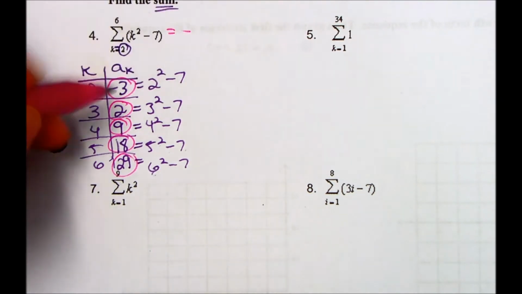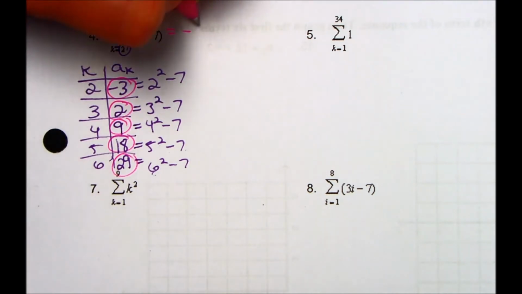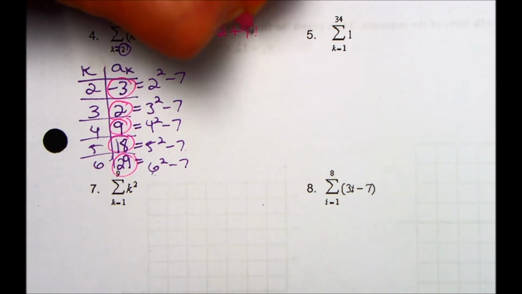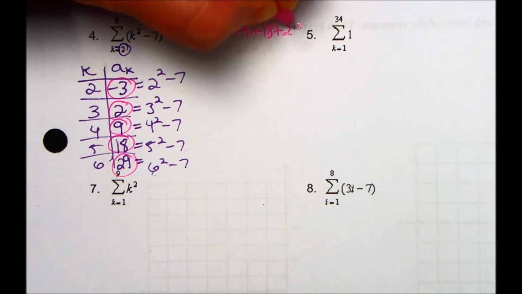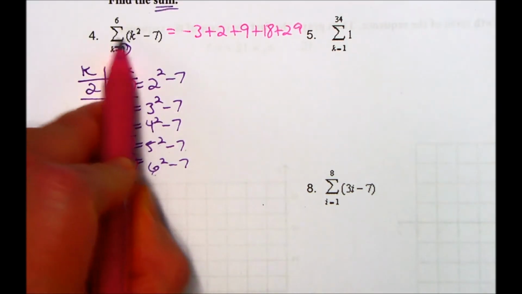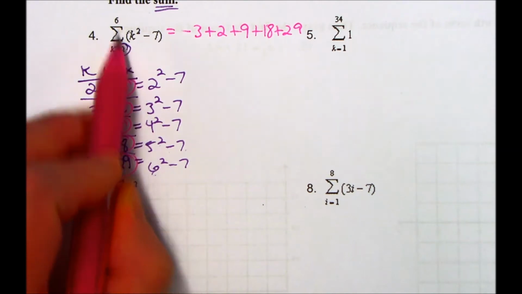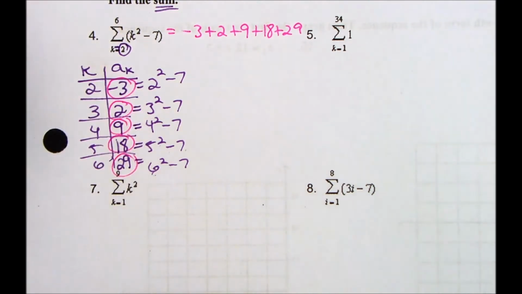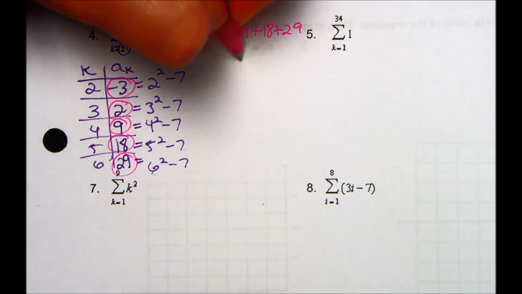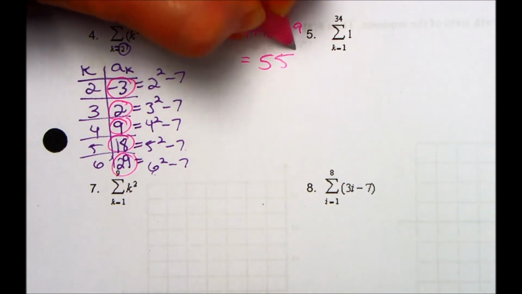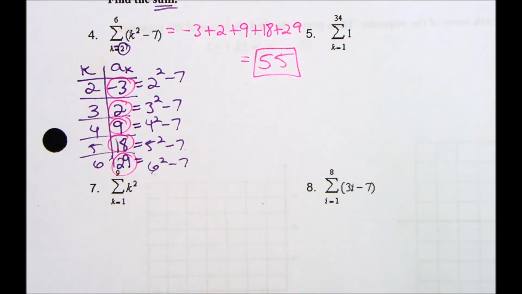So we're going to take our numbers here and add them up. -3 plus 2 plus 9 plus 18 plus 29. Because this says what is the sum of the output values that we get when we substitute 2 through 6. So when we add those up together, we get 55. So that is our answer, and we're done with number 4.